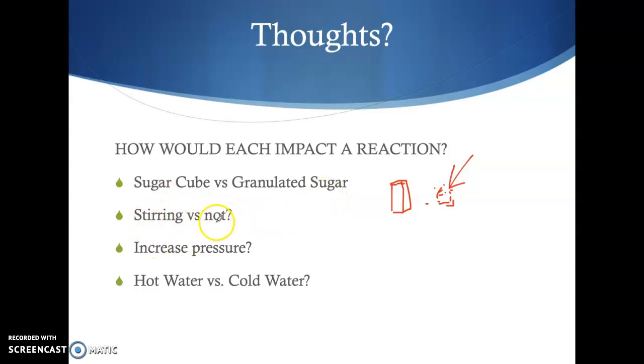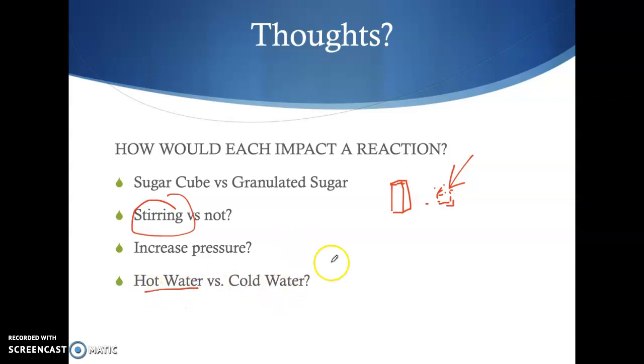What if I stirred it? Would it impact how fast it dissolves? Yes. Stirring is going to increase how fast it dissolves. What about if I increase the pressure? On this example, it would have no impact, but if I were to increase the pressure, let's say of gasoline and oxygen in a car engine, then it's going to combust much faster.